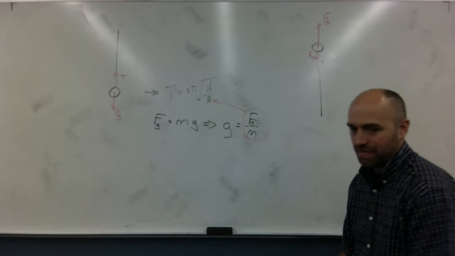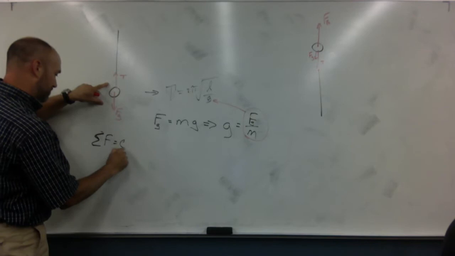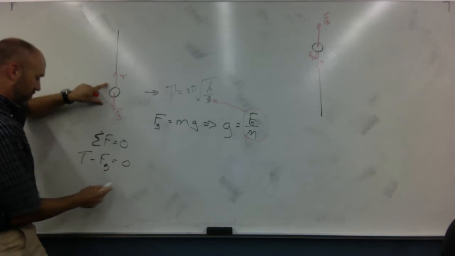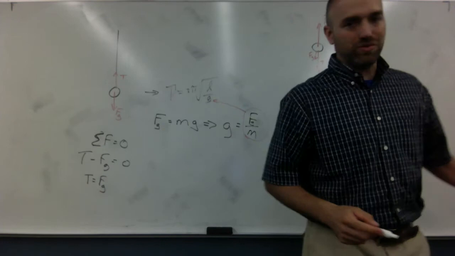Now let's go back to this one for just a minute. For this one, we can say the sum of the forces equals zero, and that would be tension minus force of gravity equals zero. We can add this force of gravity over here and say tension equals force of gravity. Right? Okay, so now let's do that on this one.